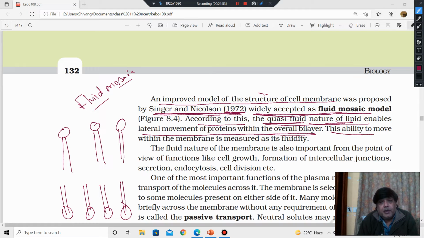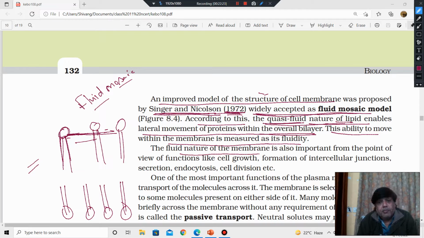This ability to move within the membrane is measured as its fluidity, because the protein can move. Protein can change its position in the lipid bilayer. Protein can move in the lipid. This ability to move within the membrane is measured as its fluidity. So जितनी आसानी से प्रोटीन मूव हो सकेगी उतना ये फ्लूइड होगा.